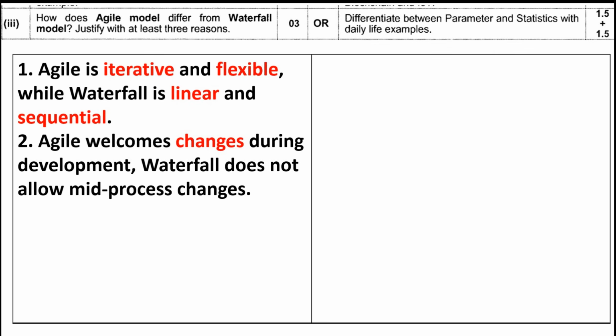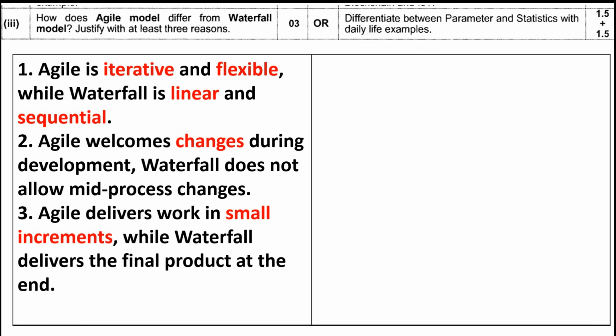This is very important because in agile, changes can be welcomed at any stage, while in the waterfall methodology, changes are never accepted during the stages. This is a big difference. According to the situation, you have to apply the methodology. Agile welcomes changes during development, while waterfall doesn't allow mid-process changes.